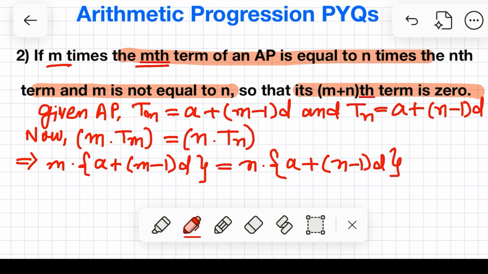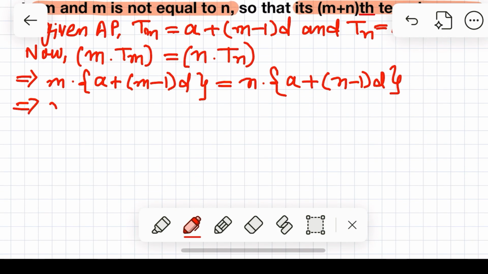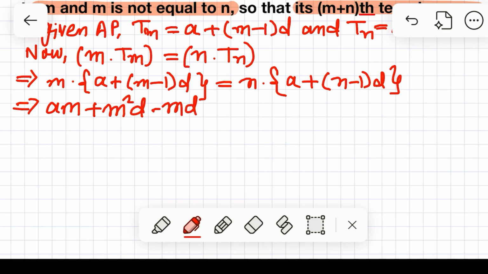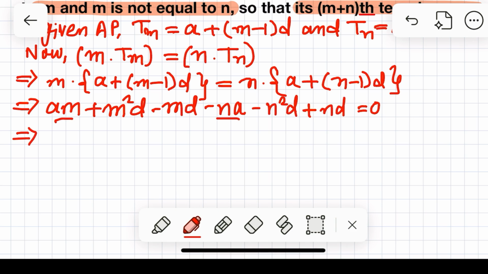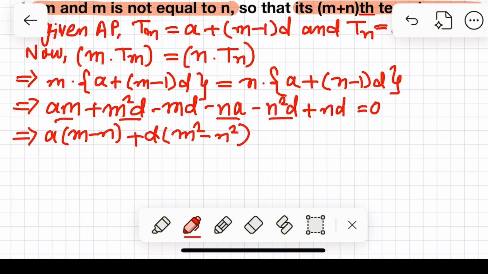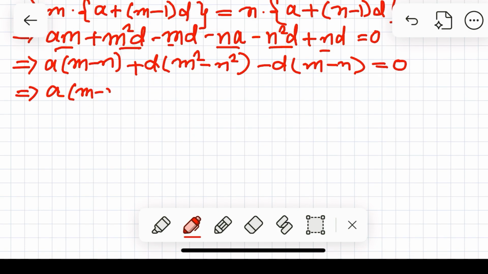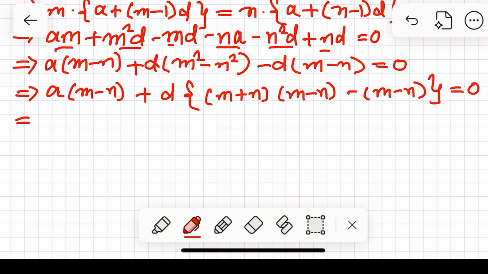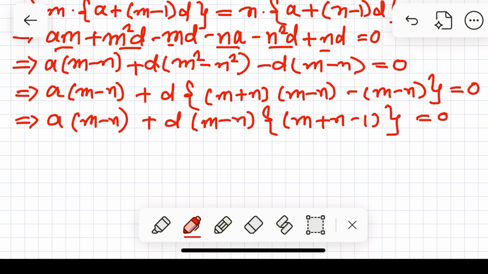According to the statement, m times mth term equal to n times nth term. Now multiply the whole terms, we get am plus m square d minus md minus na minus n square d plus nd equal to 0. Now after taking common, which is a multiply m minus n plus d multiply m square minus n square minus d multiply m minus n equal to 0. Now using identity a square minus b square, take d multiply m minus n common, so inside bracket m plus n minus 1 equal to 0.